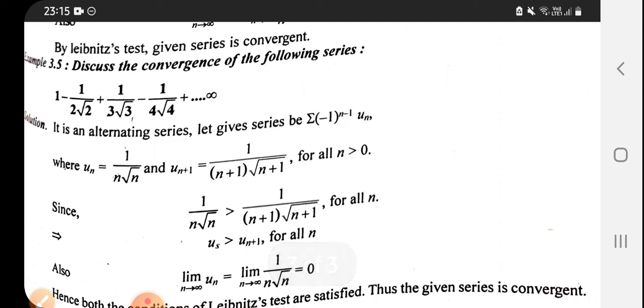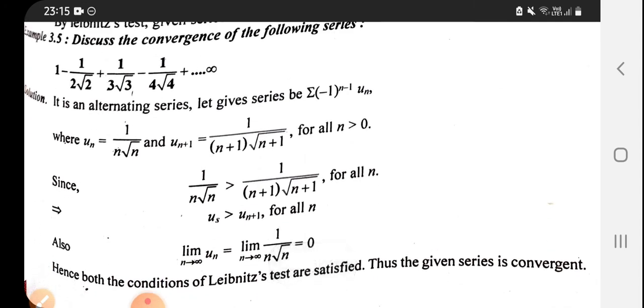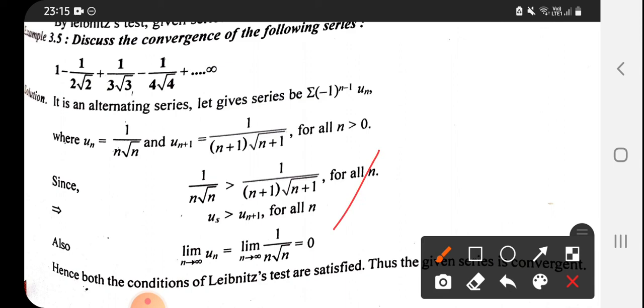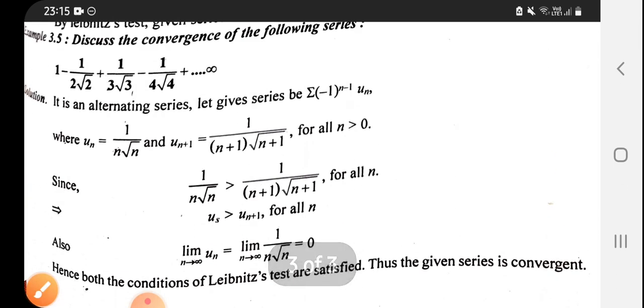Now we discuss this series. The general term is 1 divided by n plus 1 under root n plus 1. The Leibniz test also applies here because every term is less than its preceding term, and as n tending to infinity we get 0. So the Leibniz test is satisfied and fulfilled.